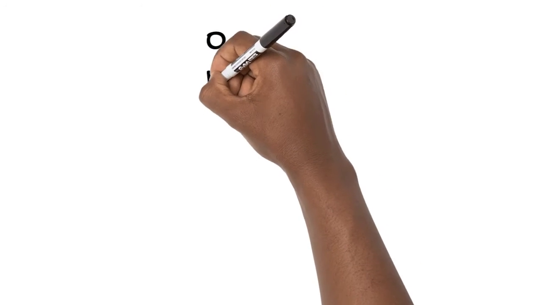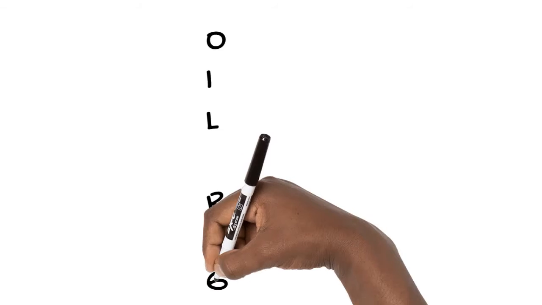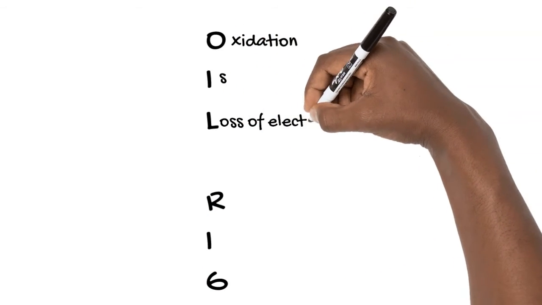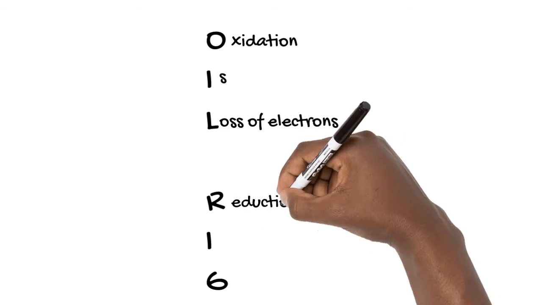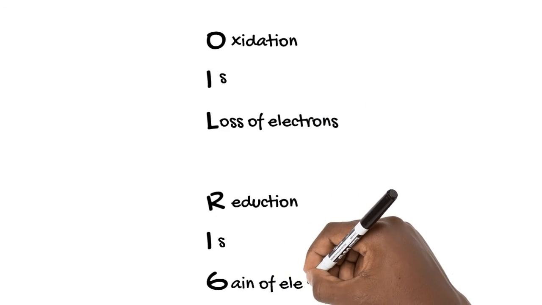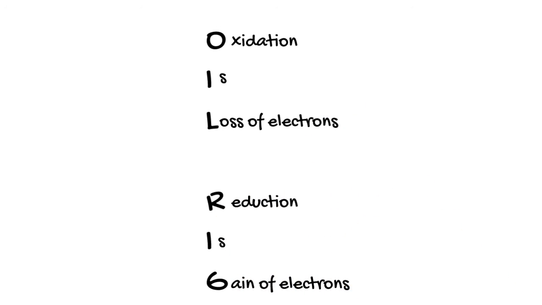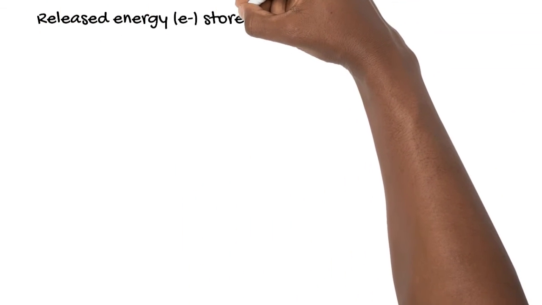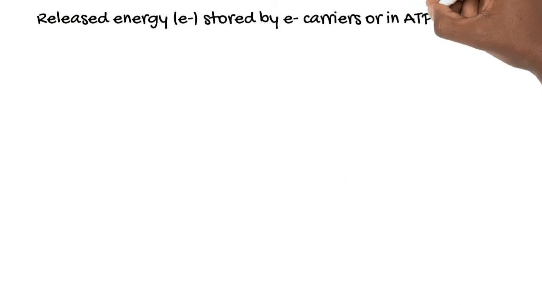One mnemonic that helped me remember this in college is OIL RIG. Oxidation is loss of electrons, and reduction is gain of electrons. Now, what happens to the energy released by these electron transfer reactions? This energy can be stored by electron carriers or stored in the bonds of adenosine triphosphate, ATP.